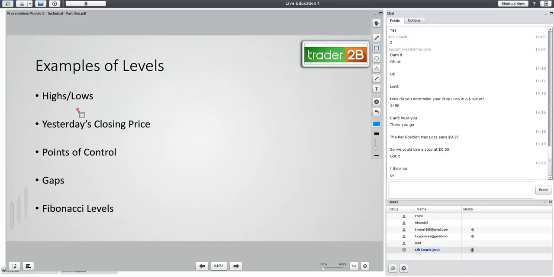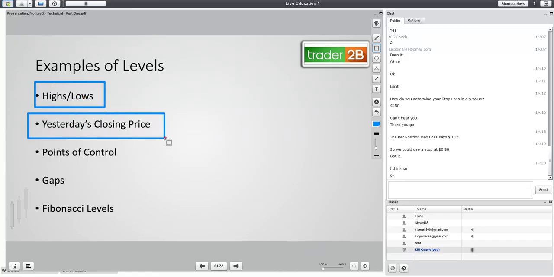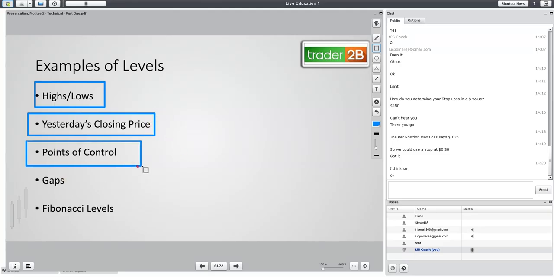Okay, examples of levels. This is very, very important when you are trading in the markets. Levels can be found at highs and lows of the day. These act as very strong anchor points where the market will experience additional buying or selling behavior, or will exhibit reversal behaviors. So look out on an intraday time frame for the highs and lows as key areas. You also want to look at yesterday's closing price and point of controls as key areas.